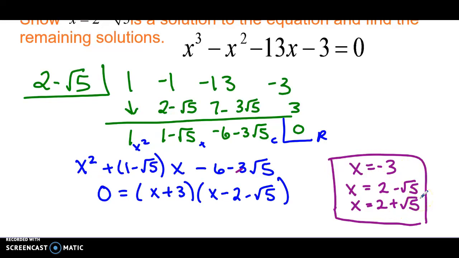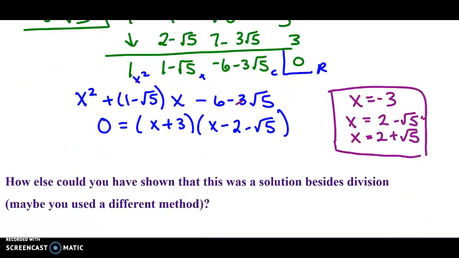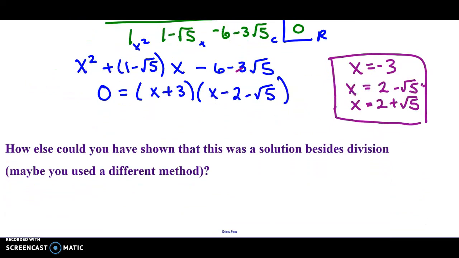Now it's by no coincidence that these both were solutions. One thing that we do know is that whenever we have radicals, they come in conjugate pairs. So because 2 minus root 5 was a solution, automatically we had to know that 2 plus root 5 was going to be a solution as well. So how else could you have shown that this was a solution besides division? And honestly, maybe it's an easier way than what I just did above. So let's have you guys write that down.